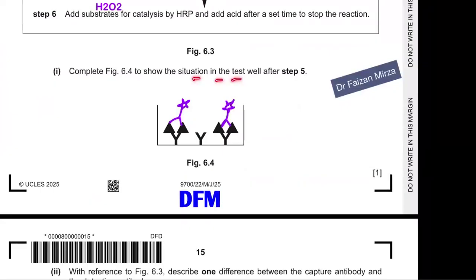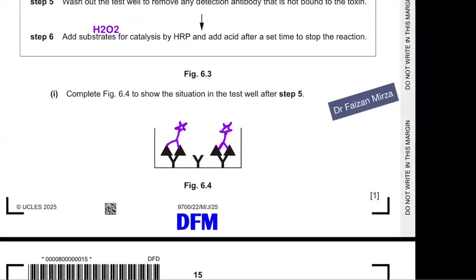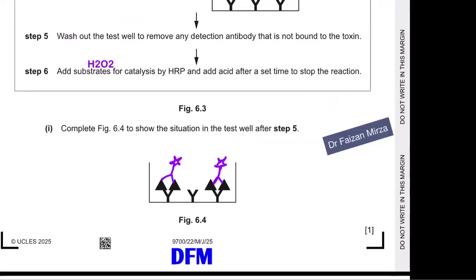Complete the figure to show the situation after step 5. So when this antibody is added, this antibody being the detection antibody will come and attach to the toxin. When it attaches to the toxin, this becomes a sandwich. This is what the sandwich ELISA basically means. The toxin gets sandwiched between two antibodies: one antibody held at the surface, one antibody having a detection marker, and the toxin or the antigen held in between.